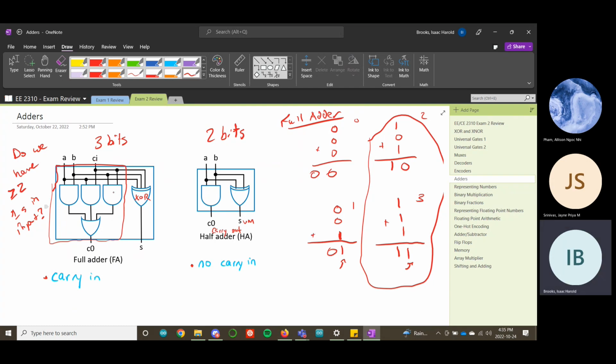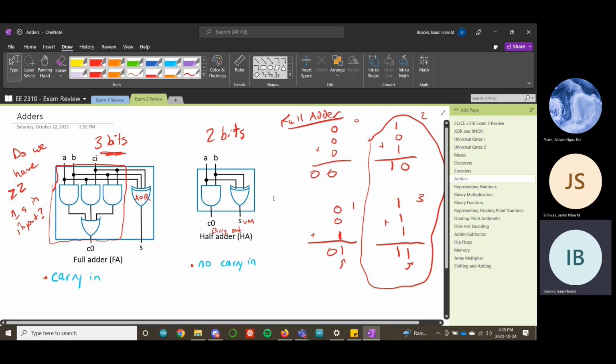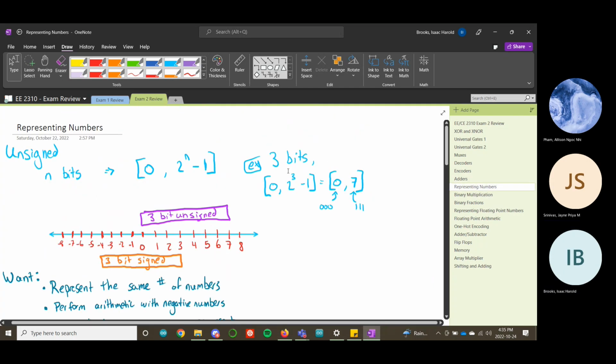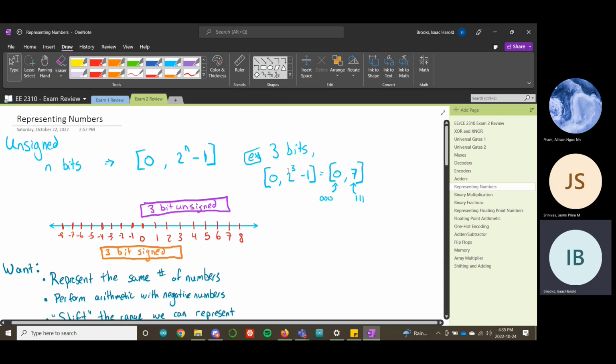I'm pretty sure as long as you understand that the full adder takes in 3 bits and has a carry out and a sum bit, whereas the half adder doesn't take in the carry in bit, then you should be good. We'll look at the adders and shifters and the other more complicated adder circuits in a bit, but let's move on to the number systems. I think that's a bigger part of this exam, or maybe a little bit of a more confusing part of the exam.